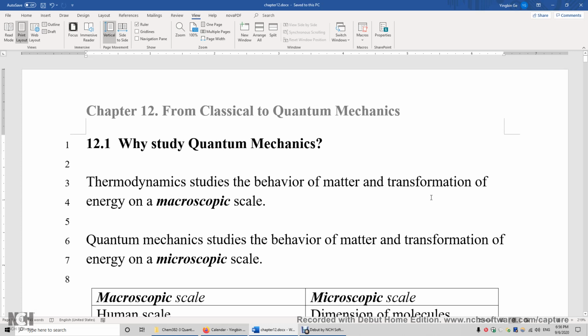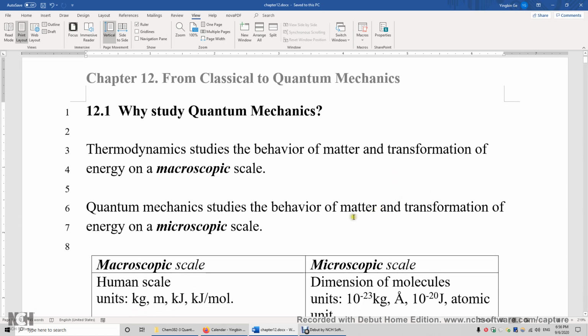This is Physical Chemistry, Part 3, Quantum Chemistry, Chapter 12, From Classical to Quantum Mechanics, Section 12.1, Why Study Quantum Mechanics? So first, let's compare thermodynamics and quantum mechanics.